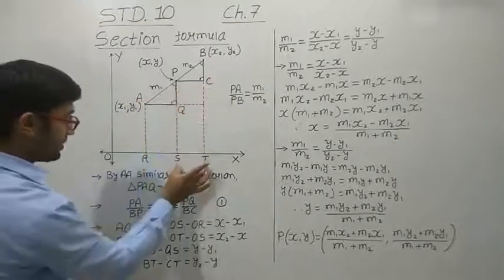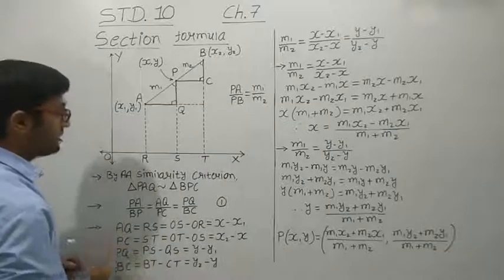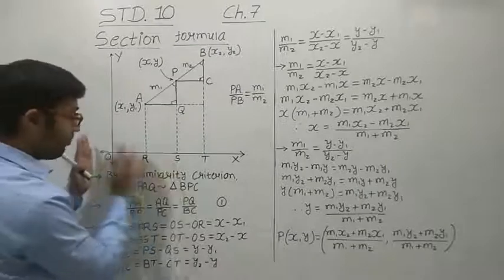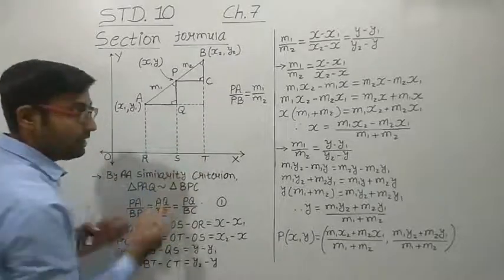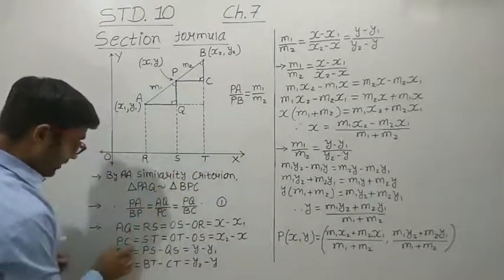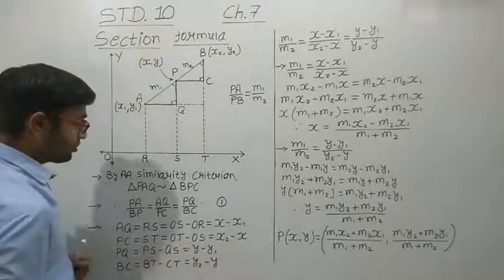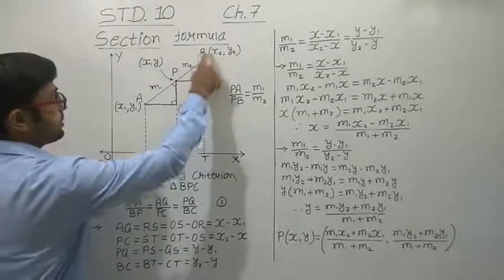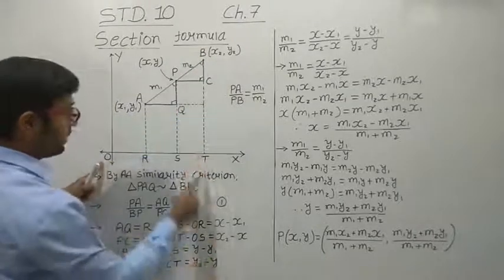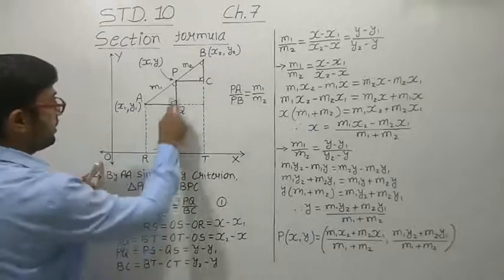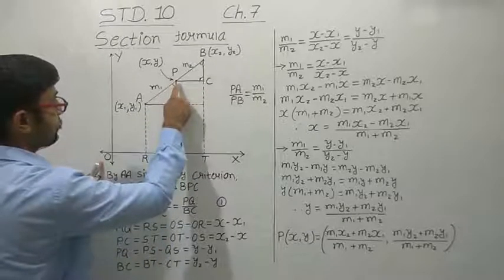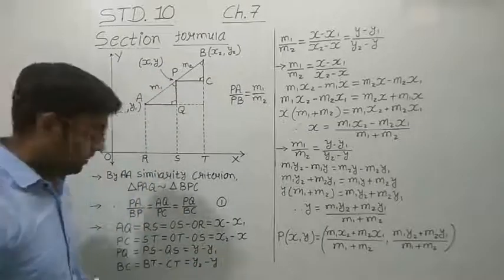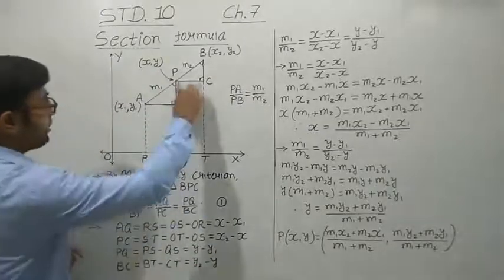Now in the same way we can write down PC. PC is equal to ST, and ST means what? OT minus OS. From OT, if we subtract OS, what will remain? ST. So PC is equal to ST is equal to OT minus OS. And what is OT? OT means the x coordinate of this point, that is x2. And OS means the x coordinate of this point P, that is x. So here we get x2 minus x.